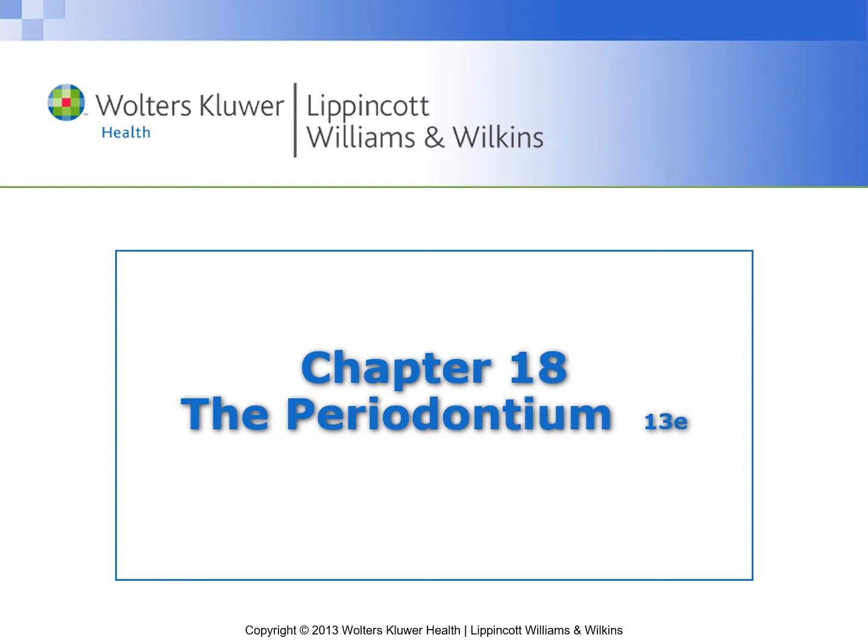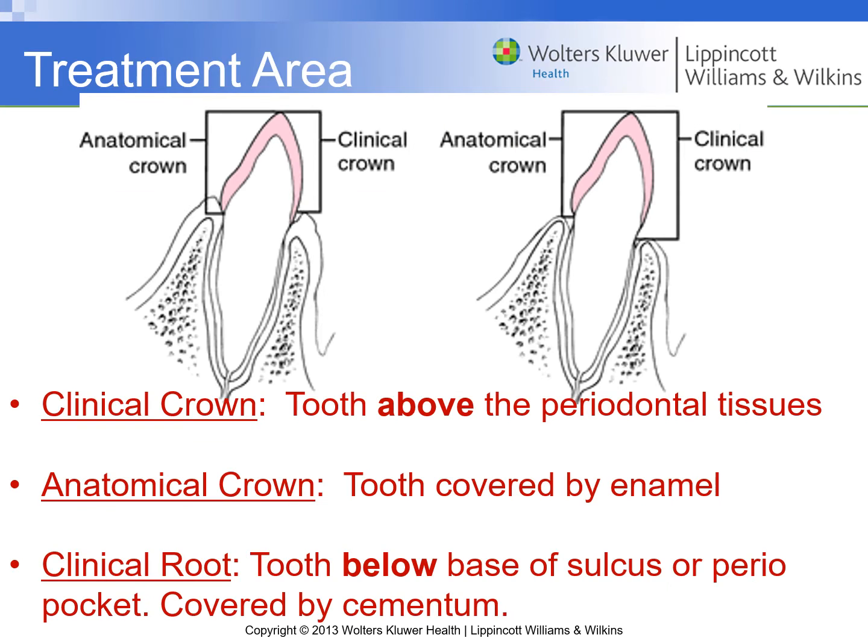This is chapter 18. It's the periodontium. So first we're going to go over the treatment area. We have a clinical crown and an anatomical crown. Anatomically, the crown is any tooth that's covered by enamel.